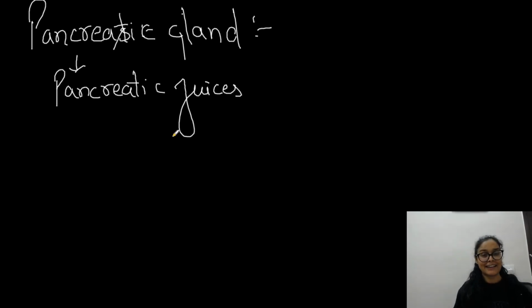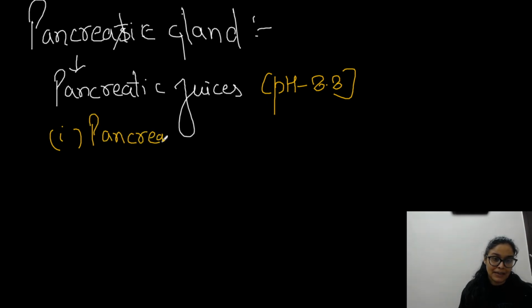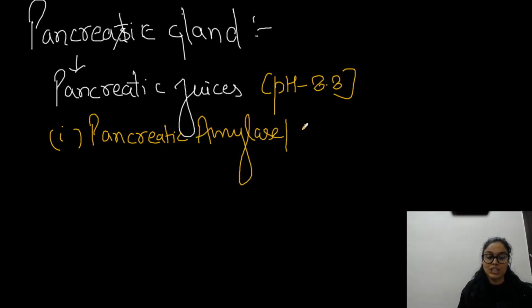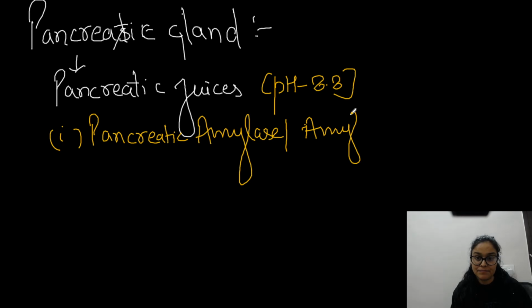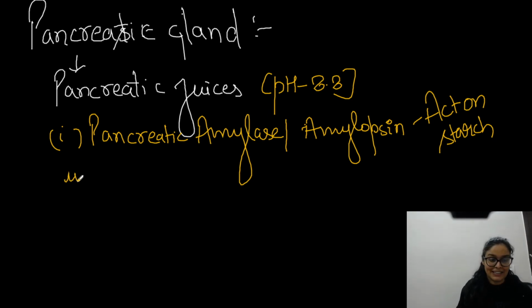Now we will see the pancreatic gland and pancreatic juices, and at what pH they work. They work at pH 8.8, so it is quite basic. In composition, they have pancreatic amylase, also known as amylopsin, which acts on starch. 30% of starch is digested by salivary amylase, and all the rest of the starch is digested by pancreatic amylase.